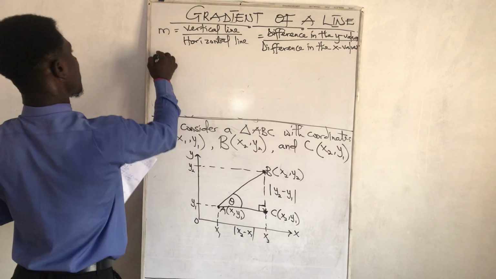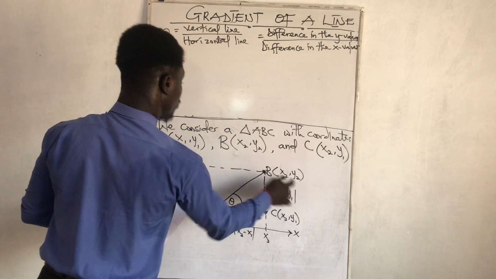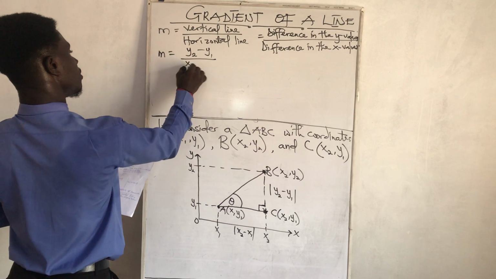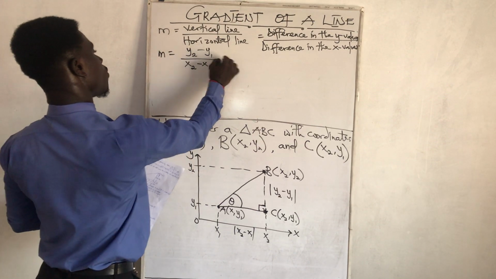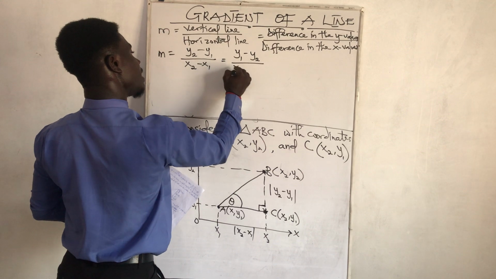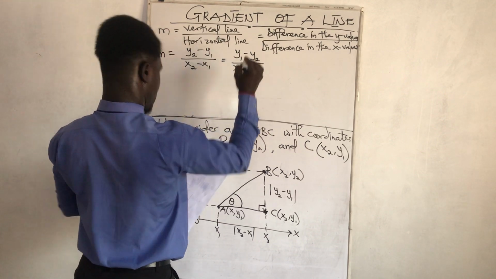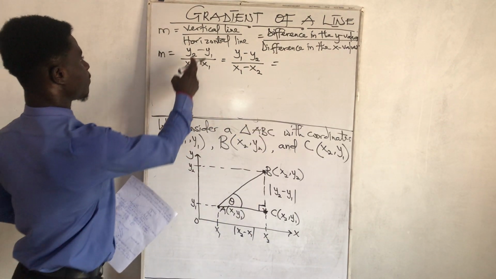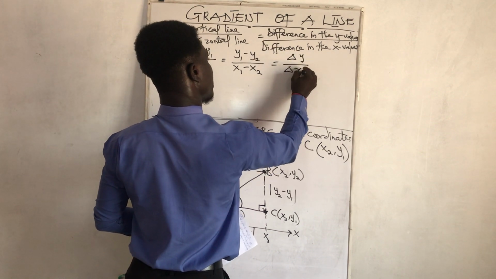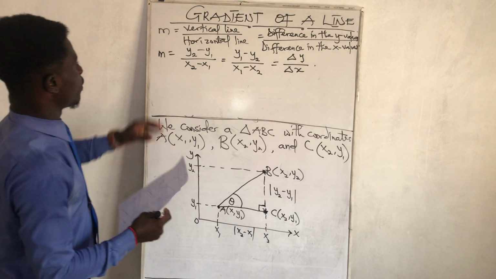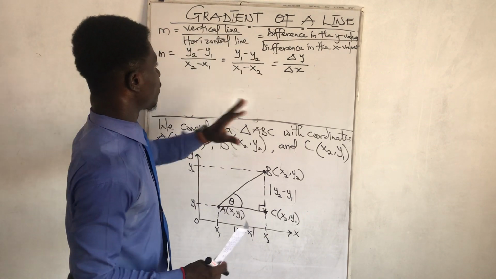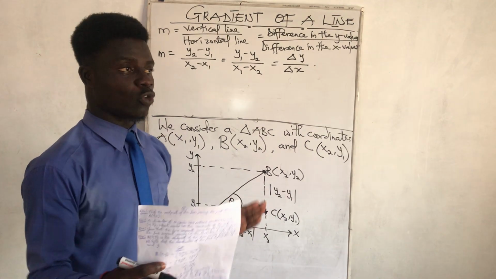So we can say that M must be equal to y2 minus y1 all over x2 minus x1, which must be equal to, you can still interchange and get y1 minus y2 all over, make sure to bring here x1, not x2. So x1 minus x2, which is the change in the y values all over the change in the x values, right? So we can use this or that for the gradient, right?